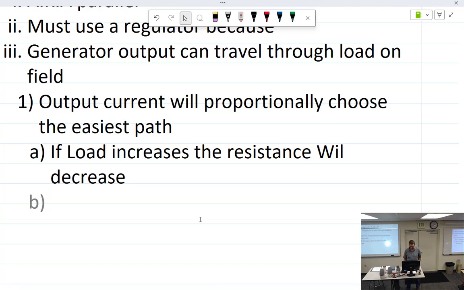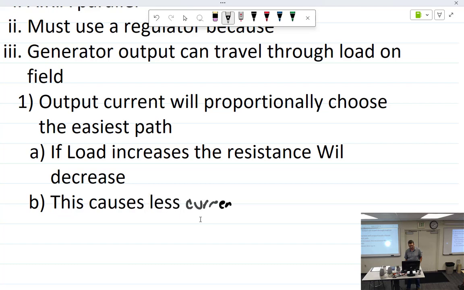To the coil. Oh, wait. It doesn't want to go through the coil as much. All right, this causes less current to flow to the field.